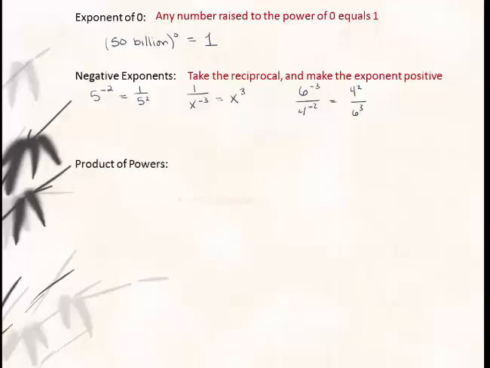And a product of powers, I add the exponents. So, for example, x to the 6th times x to the 10th, that gives me x to the 16th.